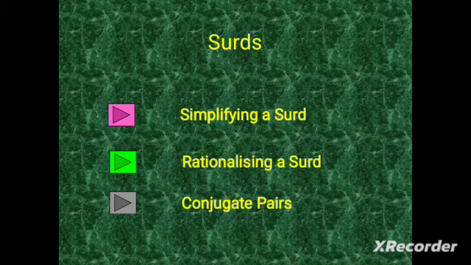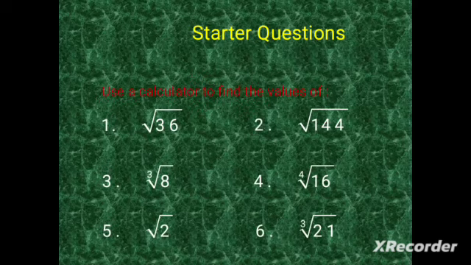Today we are going to discuss surds. It's a topic that we are going to look into in three ways: simplifying a surd, rationalizing a surd, and conjugate pairs. And so, maybe you can have your calculator so that we try to look at some of these values.